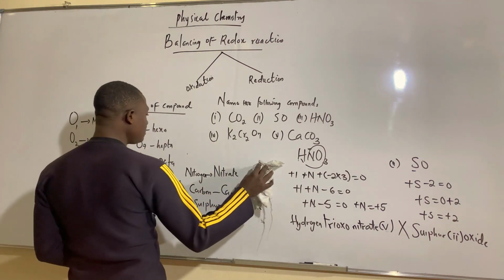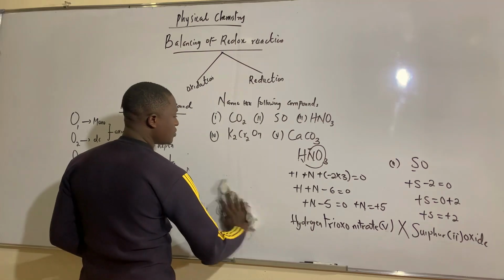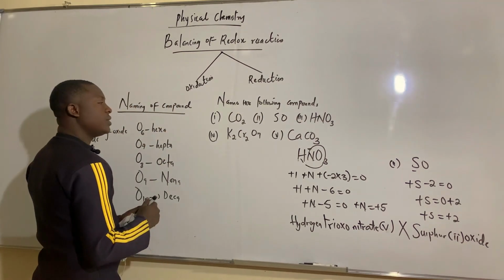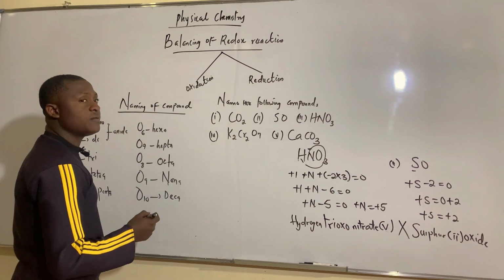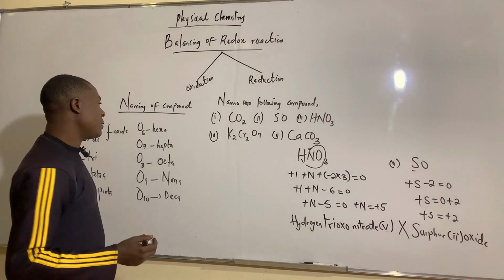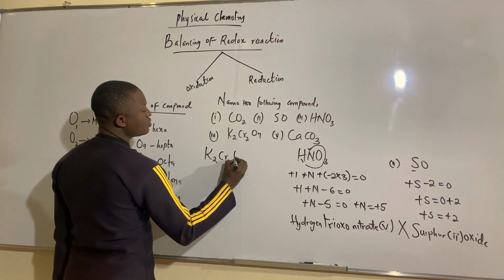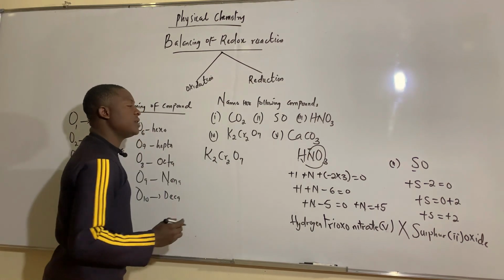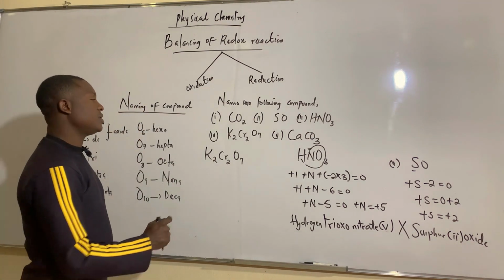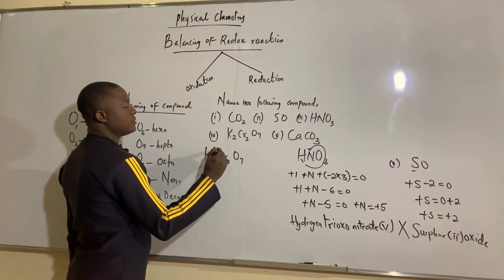K2Cr2O7. So let's name this one. Let's try this one as well. So here we have, which element is K from the periodic table? Yeah, potassium. So now, K2Cr2O7. I told you, if you are given 3 elements, the first thing to be considered is to determine the one you have at the middle, to determine the oxidation number.